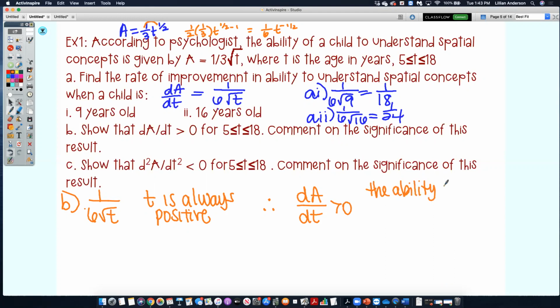The ability to understand... now I forgot what I said. Is always increasing. I'll say rate is always increasing.